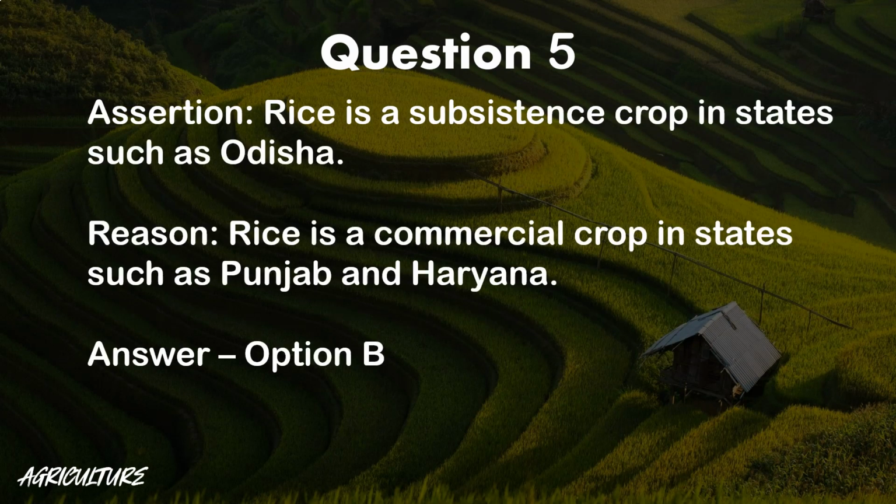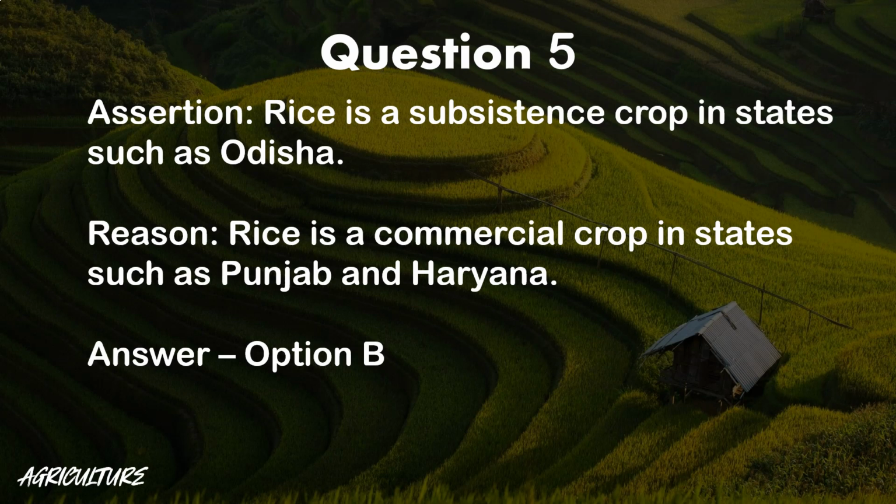So looking back at our question here, rice is a subsistence crop in states such as Odisha. Even in our textbook there's one statement that says some crops could be a subsistence crop in one state and a commercial crop in another state. This entire question is based on that single concept, that one line. So yes, it's true. In Odisha and other southern states, rice is a staple food, a subsistence crop.